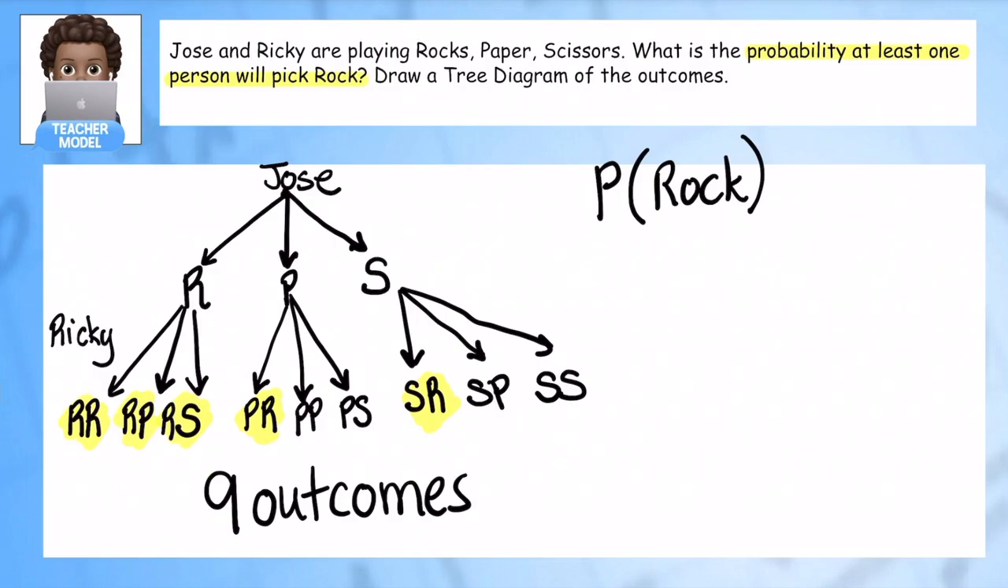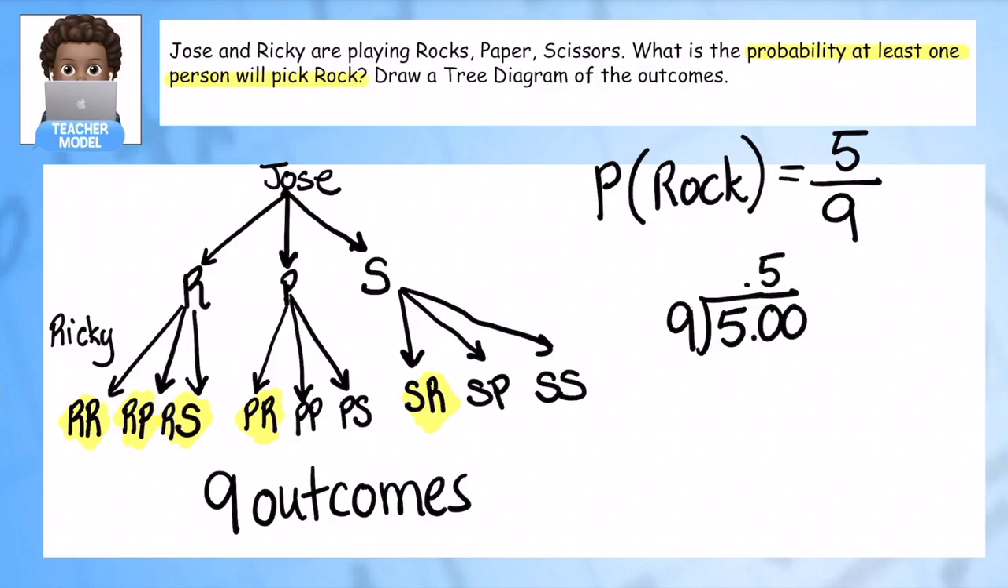So out of those 9 things, there are at least 1, 2, 3, 4, 5 outcomes that have rock. So I'm going to represent that as 5 out of 9. And as always, we're going to turn this into a decimal. 9 goes into 5 5 times.